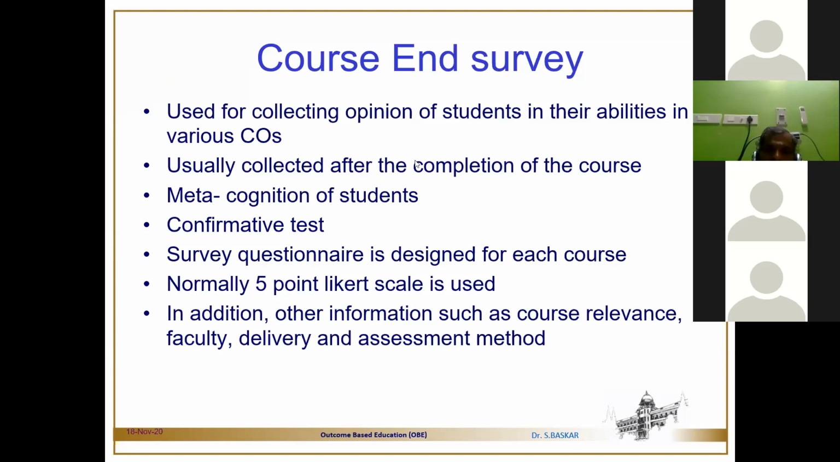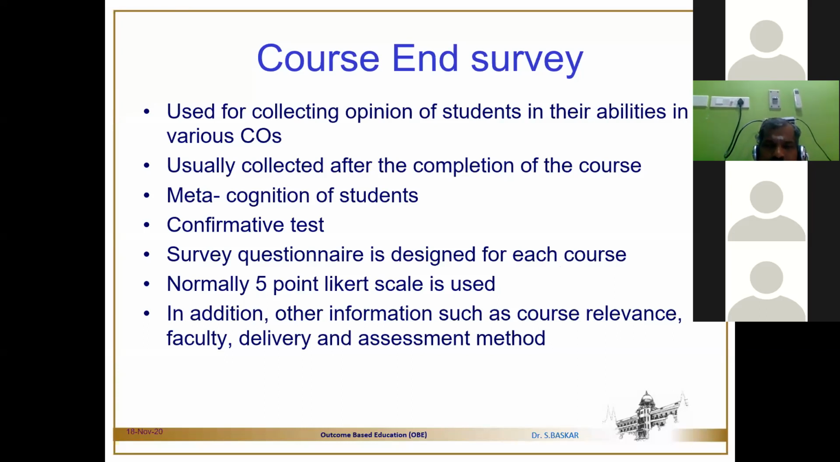In addition, other information such as course relevance, we can ask some questions related to the faculty. We can also ask some questions related to the delivery and assessment method. Therefore, at the end of the course, not only the opinion of your student with respect to the ability, we can also ask about the relevance of the course, about the faculty, whether the faculty members are properly communicating, where they are confident, where their coverage of syllabus, everything will be asked in the course end survey. Normally, 5-point Likert scale will be used for this opinion.